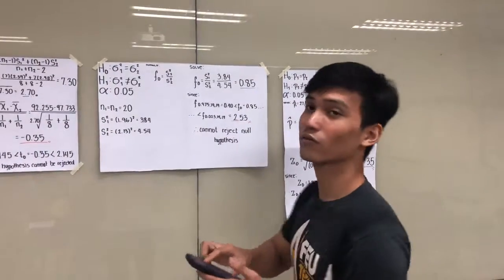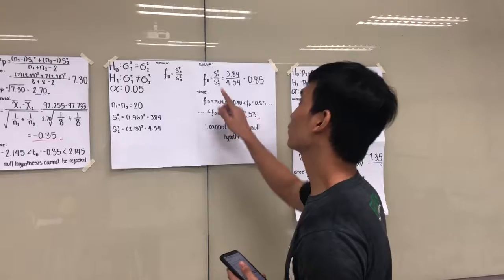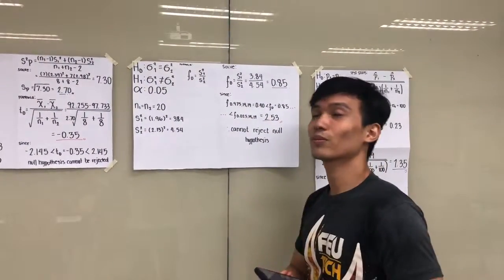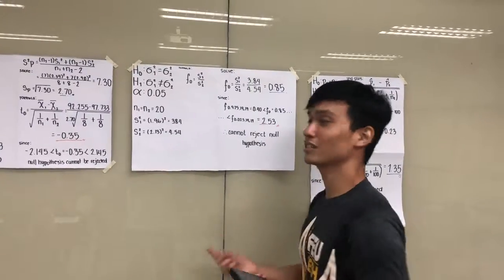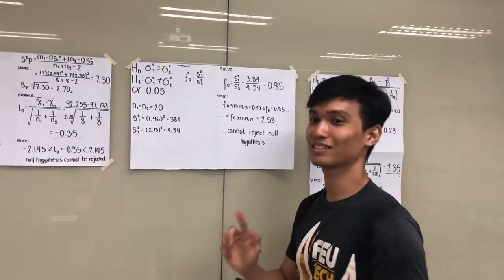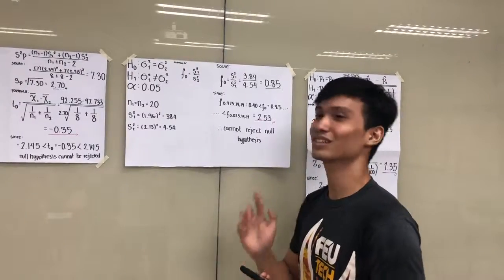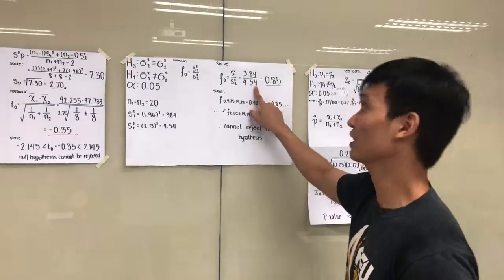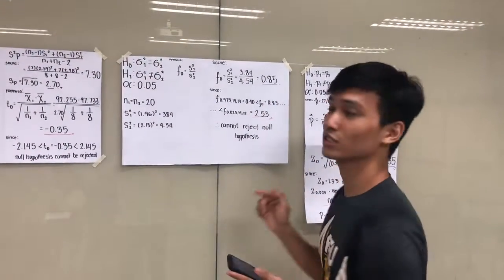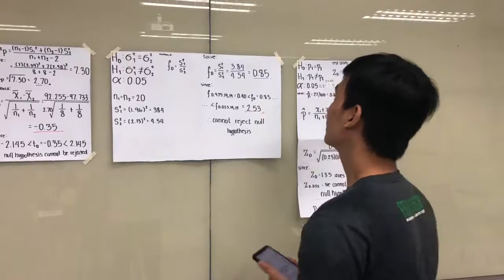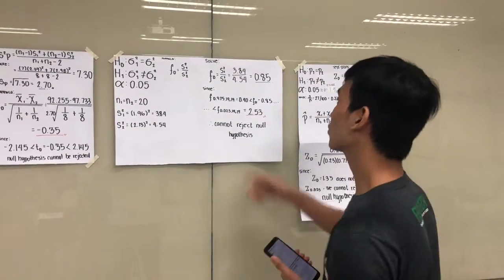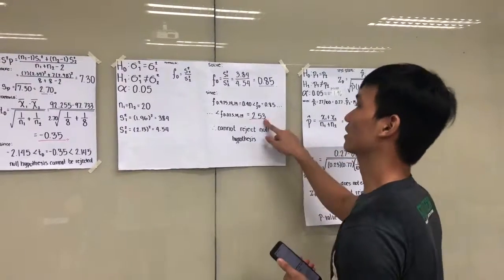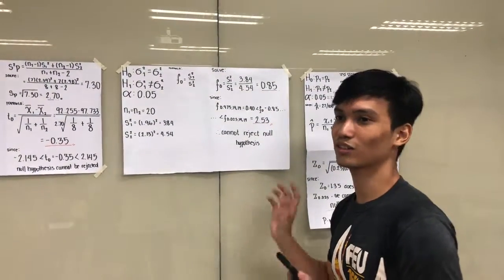So in order to solve for our test statistic, we have to equate it to the sample standard deviation 1 squared over the sample standard deviation 2 squared, which is equal to 3.84 over 4.54, which is equal to 0.85. Since 0.85 is greater than 0.40 and 0.85 is less than 2.53, it doesn't fall into the rejection region.